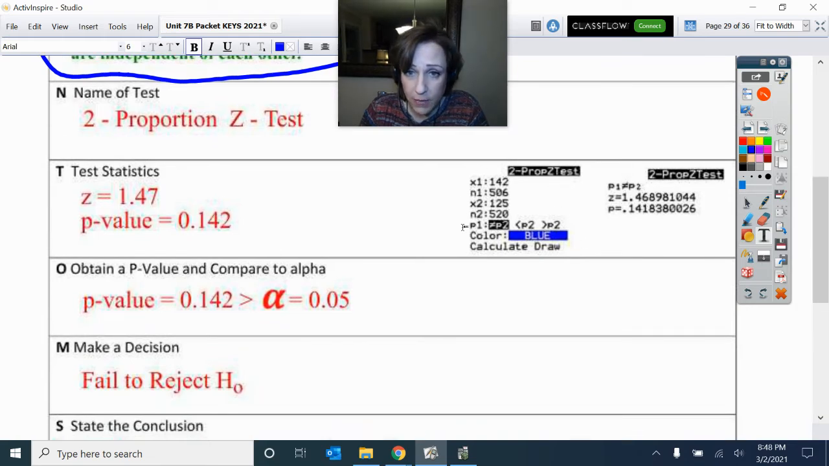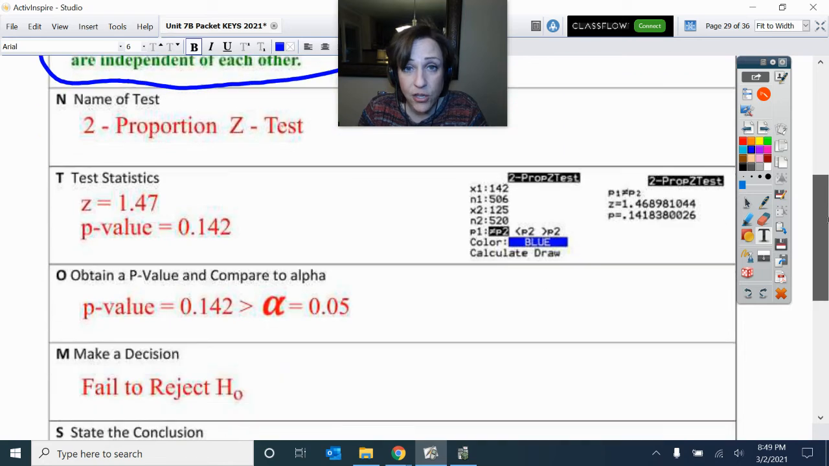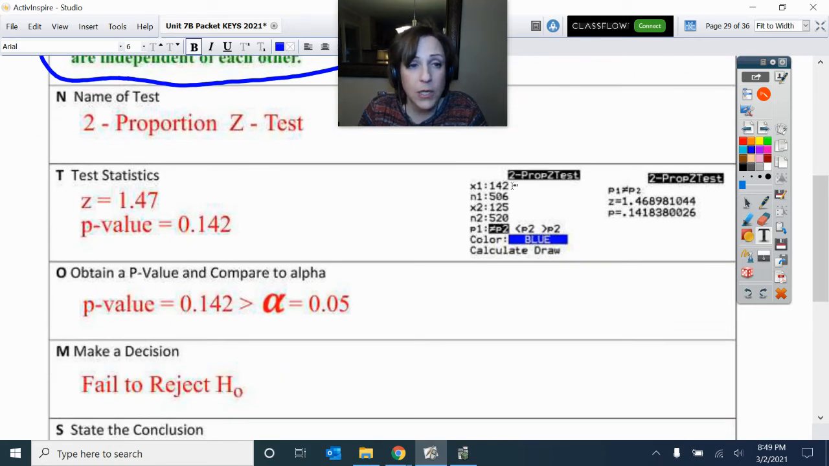So here's what I put into my calculator. Those are the numbers that went in there. Again, what you see here is that we had 28% of the men and 24% of the women. So yes, it's less for women, but is it significantly less? Okay, let's see. Do you see that when I multiplied this, it was 141.68 men? So when I put it in my calculator, it was 142.